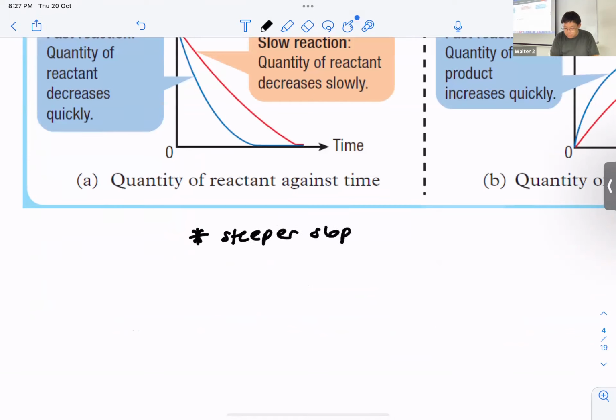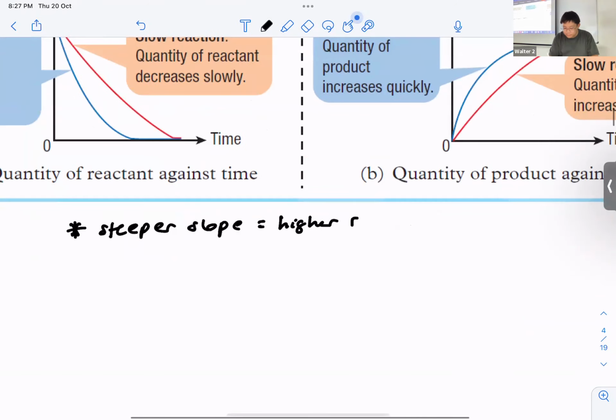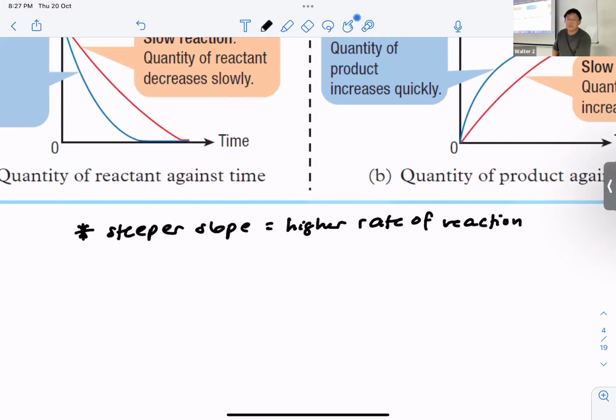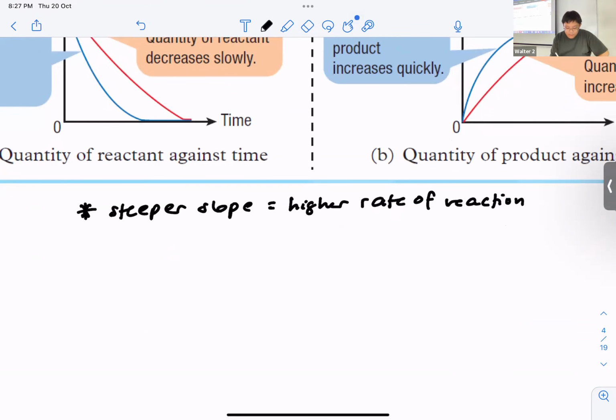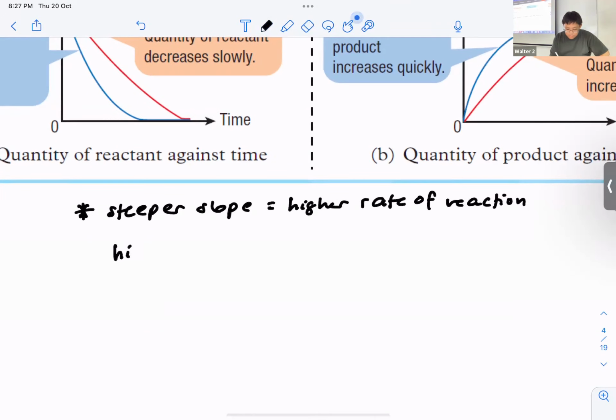Steeper slope equals higher rate of reaction. Okay, steeper slope is equivalent to higher rate of reaction. Or we can say that higher gradient equals higher rate of reaction.